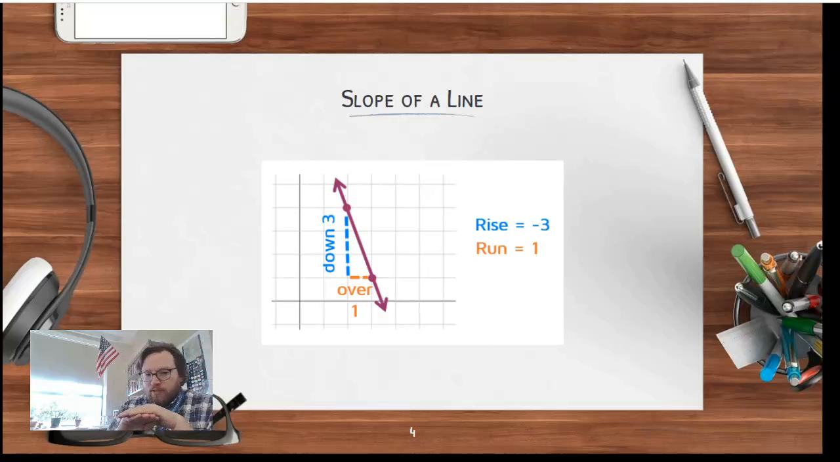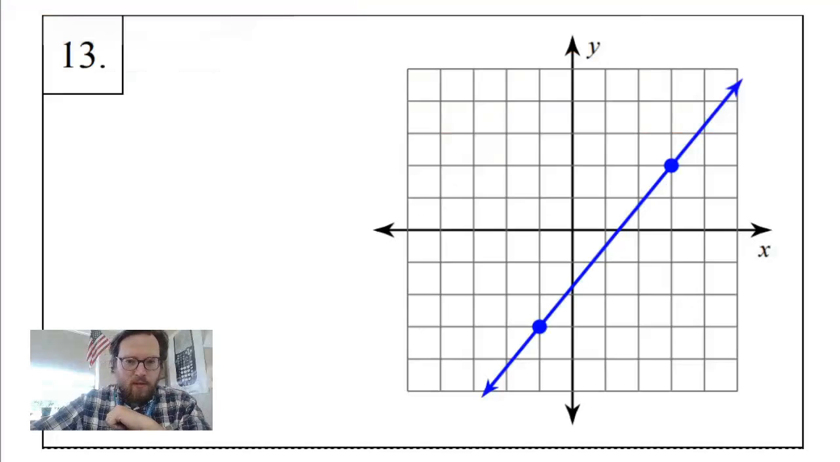So the run is always going to be positive. The rise could be positive or negative. In this case, we're going down 3, so -3, and then over 1. So our slope is -3/1, which just simplifies to -3. All right, let's take a look at this one. What are we trying to do? We're trying to find this slope.